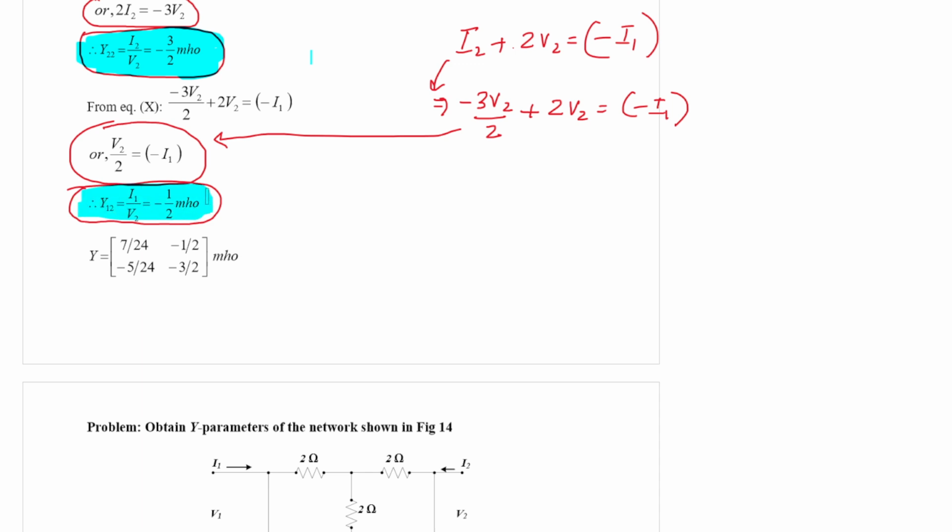In this way, we have solved the entire network and we have found the Y parameters. We have got this answer: 7 by 24, minus half, minus 5 by 24 and minus 3 by 2. So this is our solution.